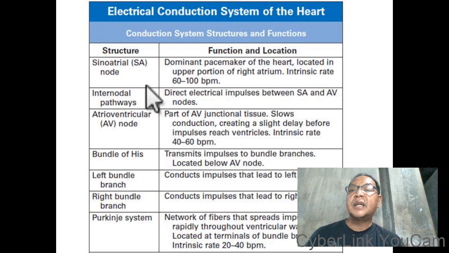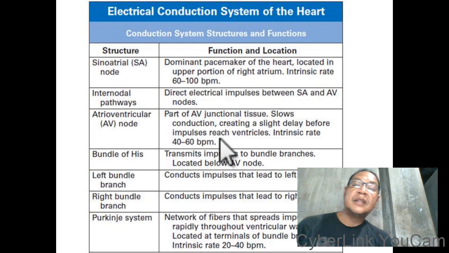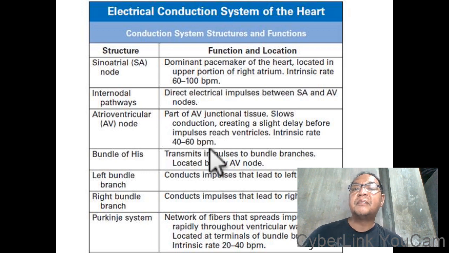If your SA node stops and does not function, you will not die, because you have the secondary pacemaker, which is the AV node, and it emits impulses 40 to 60 beats per minute. Your heart rate will slow down. That's why some people have a mechanical pacemaker. After that, it will go to the bundle of His, which transmits impulses to the bundle branches located below the AV node, then the left bundle branch, right bundle branch, and Purkinje system.